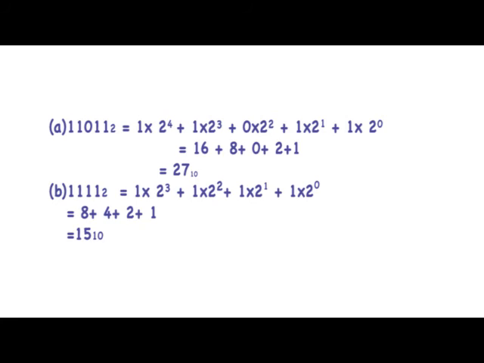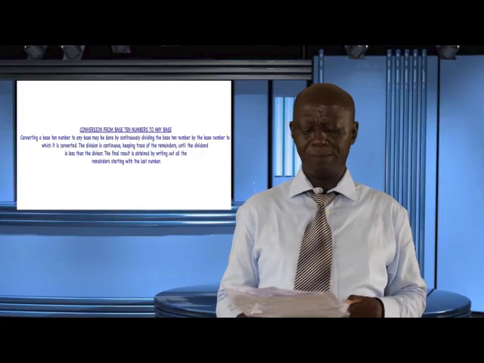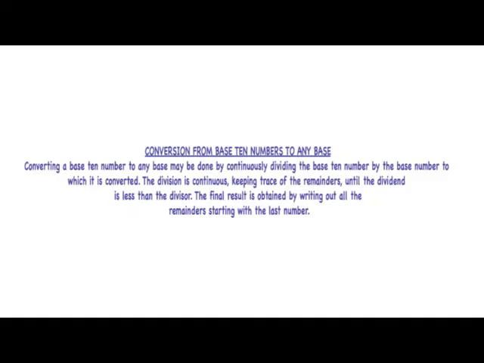So our next topic is on the conversion from base 10 number to any base. Converting a base 10 number to any base may be done by continuously dividing the base 10 number by the base number to which it is converted. The division is continuous, keeping trace of the remainders until the dividend is less than the divisor. The final result is obtained by writing out all the remainders starting with the last.